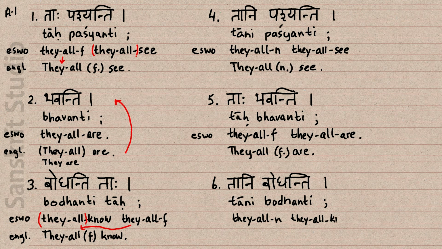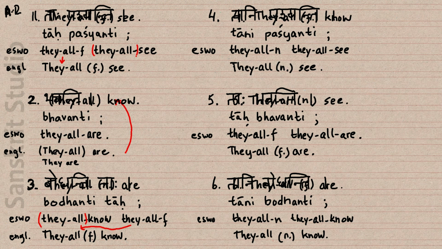They all know. Bodhati. He knows. Okay, and then the English will be they all N know. Okay, so that's the eswo line there. Good. I think that's done. We're done here with the first sheet, A1, and then we do the A2.